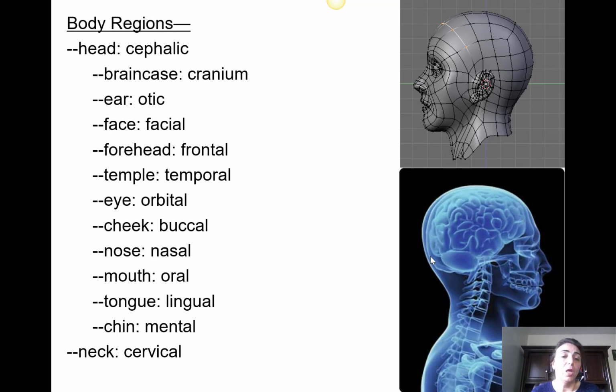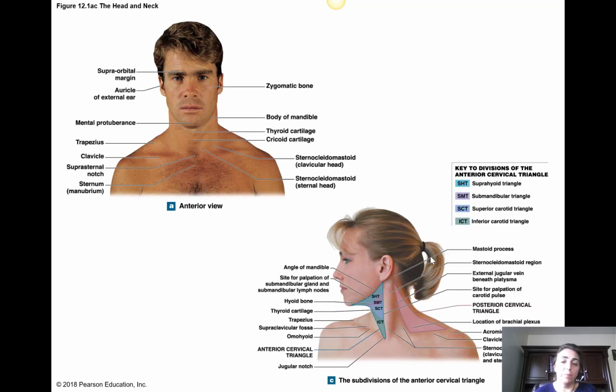We talk about the ear, that is otic; face, facial; forehead, frontal; temple, this area, temporal; eye, orbital; cheek, buccal; nose, nasal; mouth, oral; tongue is lingual. Whatever is related to the tongue is called lingual, like lingual nerve, lingual artery, and all those ones. And we have chin as mental, as we discussed.